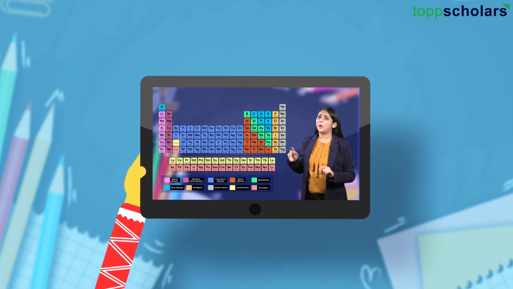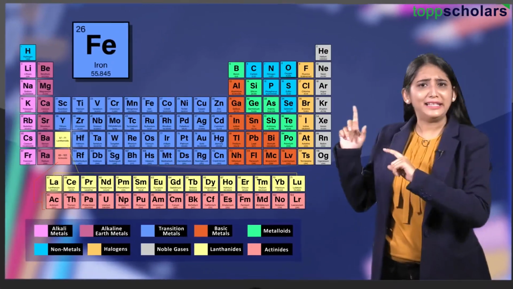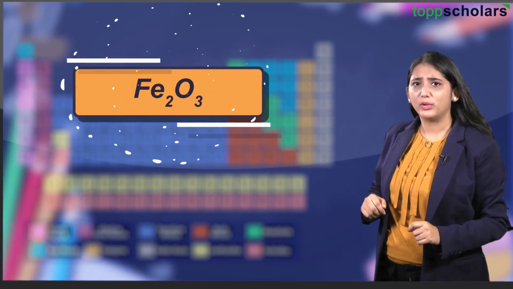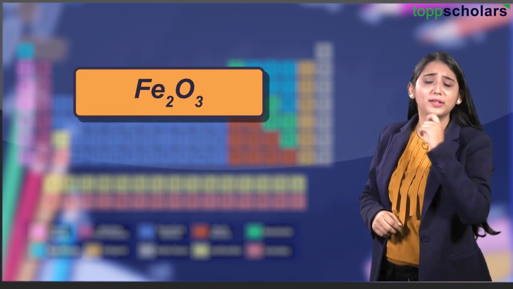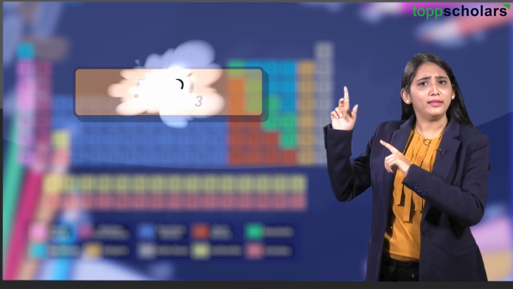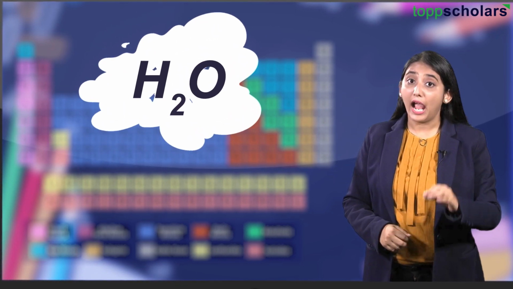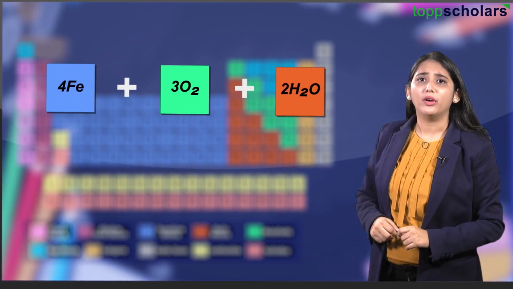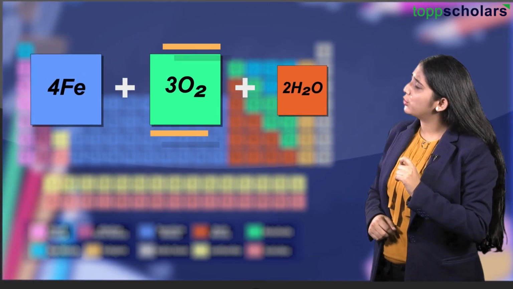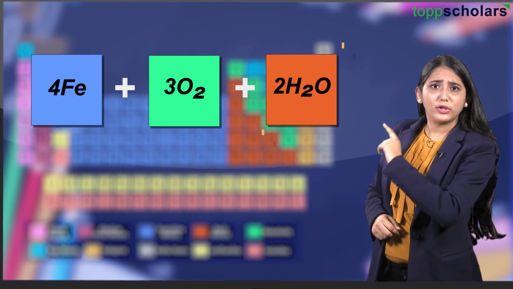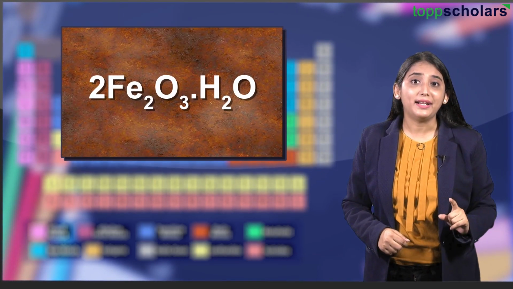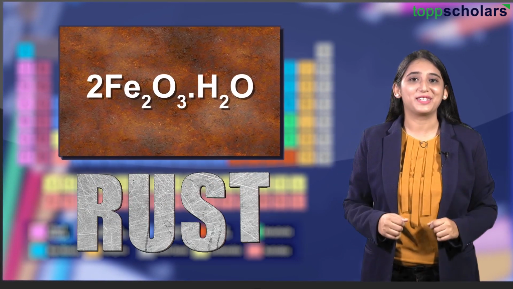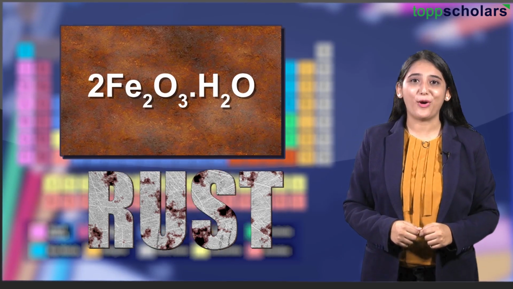Your clip is made up of iron, and we know that in the atmosphere we have oxygen present. So these two elements react, resulting in the formation of iron oxide. We also know that in the atmosphere we have moisture present, and moisture also helps in the formation of rust. As you can see over here, iron reacts with oxygen in the presence of moisture to give you hydrated iron oxide. And this hydrated iron oxide is what is called rust. So this is how rust is formed.